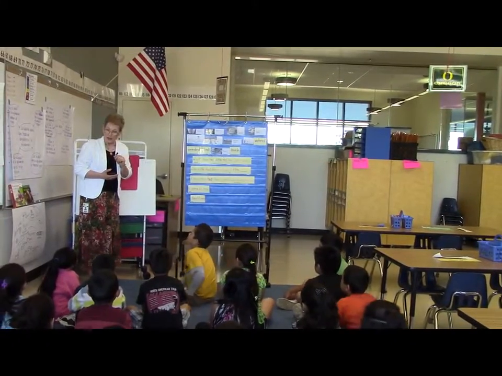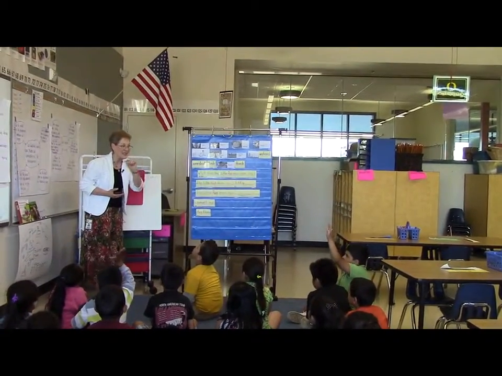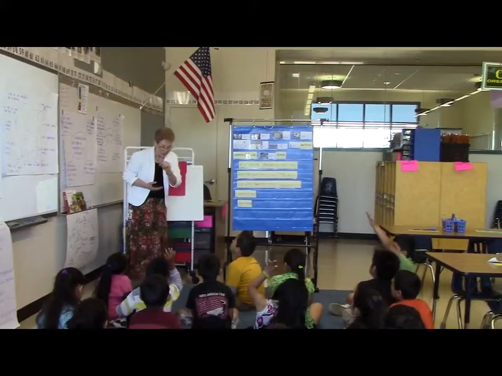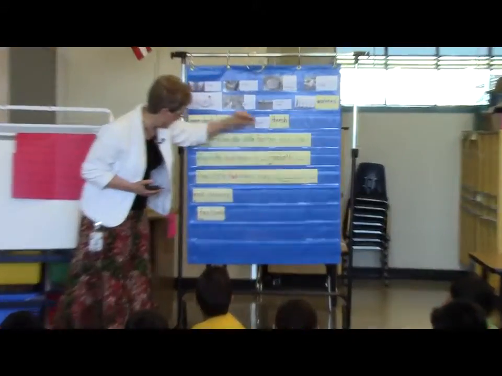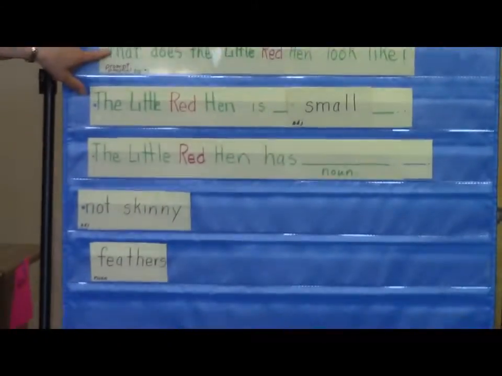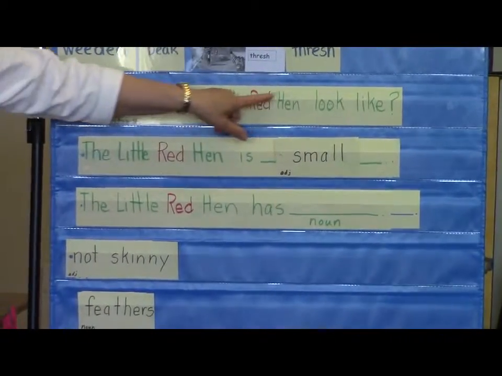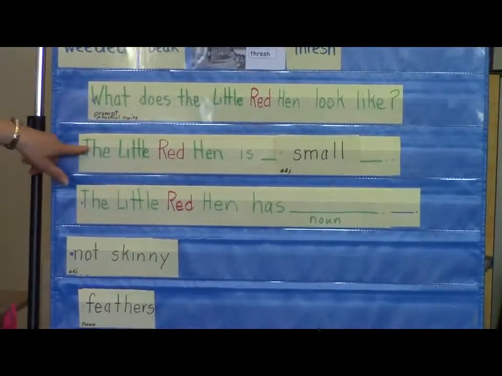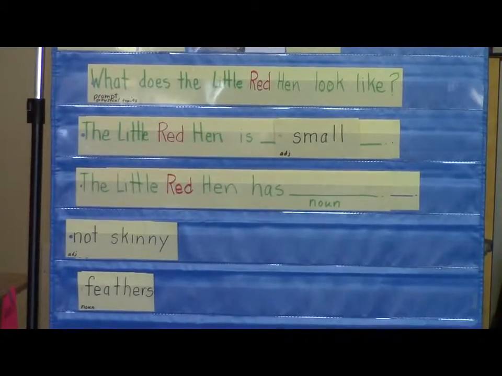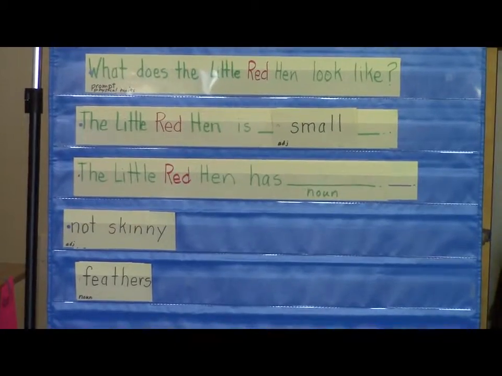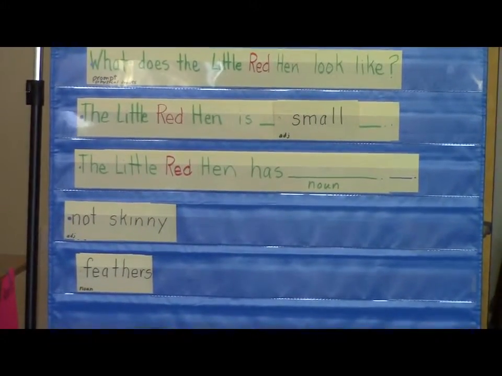What's another way that we could say little? What's a synonym of little? Small. Let's try that one. Everybody, I'm going to ask the question first. What does the Little Red Hen look like, class? The Little Red Hen is small. Perfect. All right.